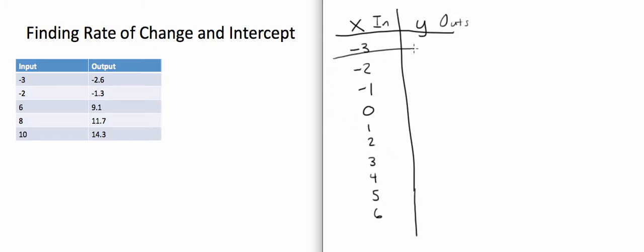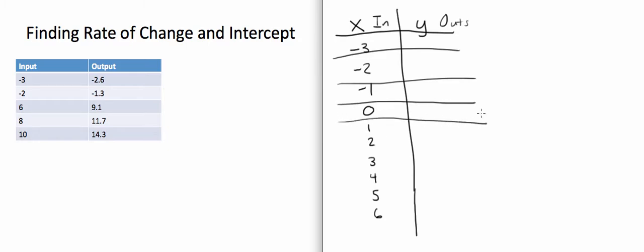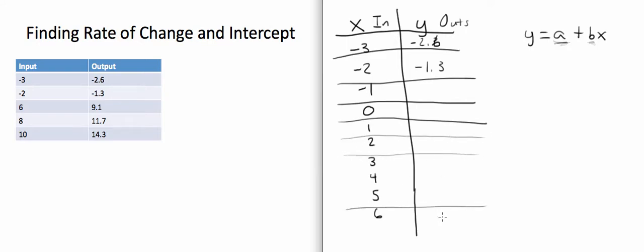What we've got to do here is write this in y equals a plus bx form. We don't know the a value yet. We don't know our b value yet. We've got to find that out. So we've got -2.6 and -1.3. We don't know these next values. The next value we know is at 6, which is 9.1. So we're missing all of these values in between here. I'm looking for that value for sure to help myself out.